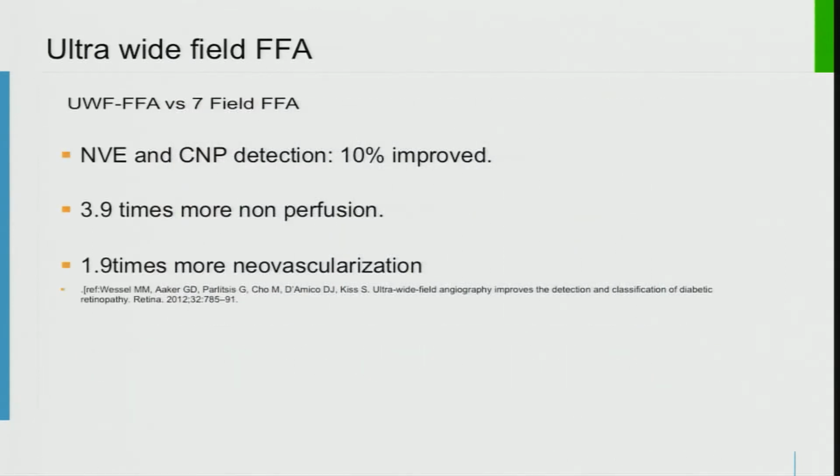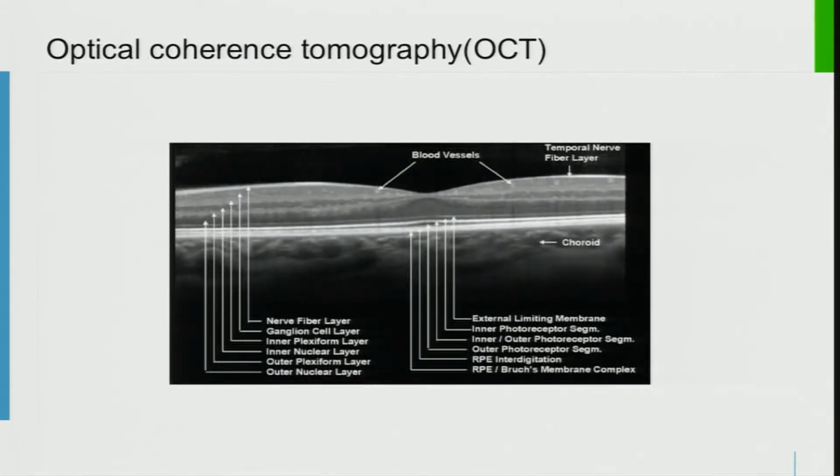It has been proven so far that the detection of NVE and CNP is increased by around 10% by using these ultra-wide fields. And this is a very normal picture that everybody is used to seeing. It's of an optical coherence tomography with some morphological assessment of the retina.